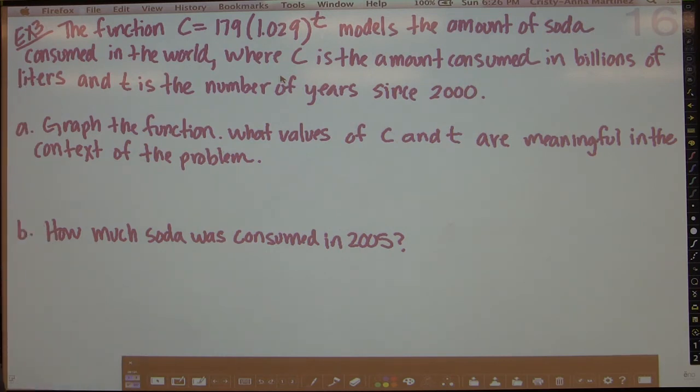liters of soda consumed in the world. And as far as the c value, so we know that for the t values, we want them to be greater than 0. But in the context of this problem, c being greater than 179 is what we're looking at. All right, so now that we know that part, we're going to actually graph the function, and we're going to use the calculator to do that.